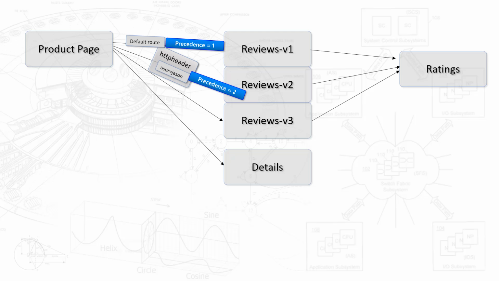So just to be clear here, we have two route rules in place. One is known as the default rule. It has a precedence of 1. It routes all traffic in general to reviews v1. And what we did is add a second route rule with a higher precedence, precedence 2, and for any traffic that has an HTTP header with the user equal to JSON, those requests will be routed to reviews v2. So that's where we're at. Next step is to test it, make sure it works.